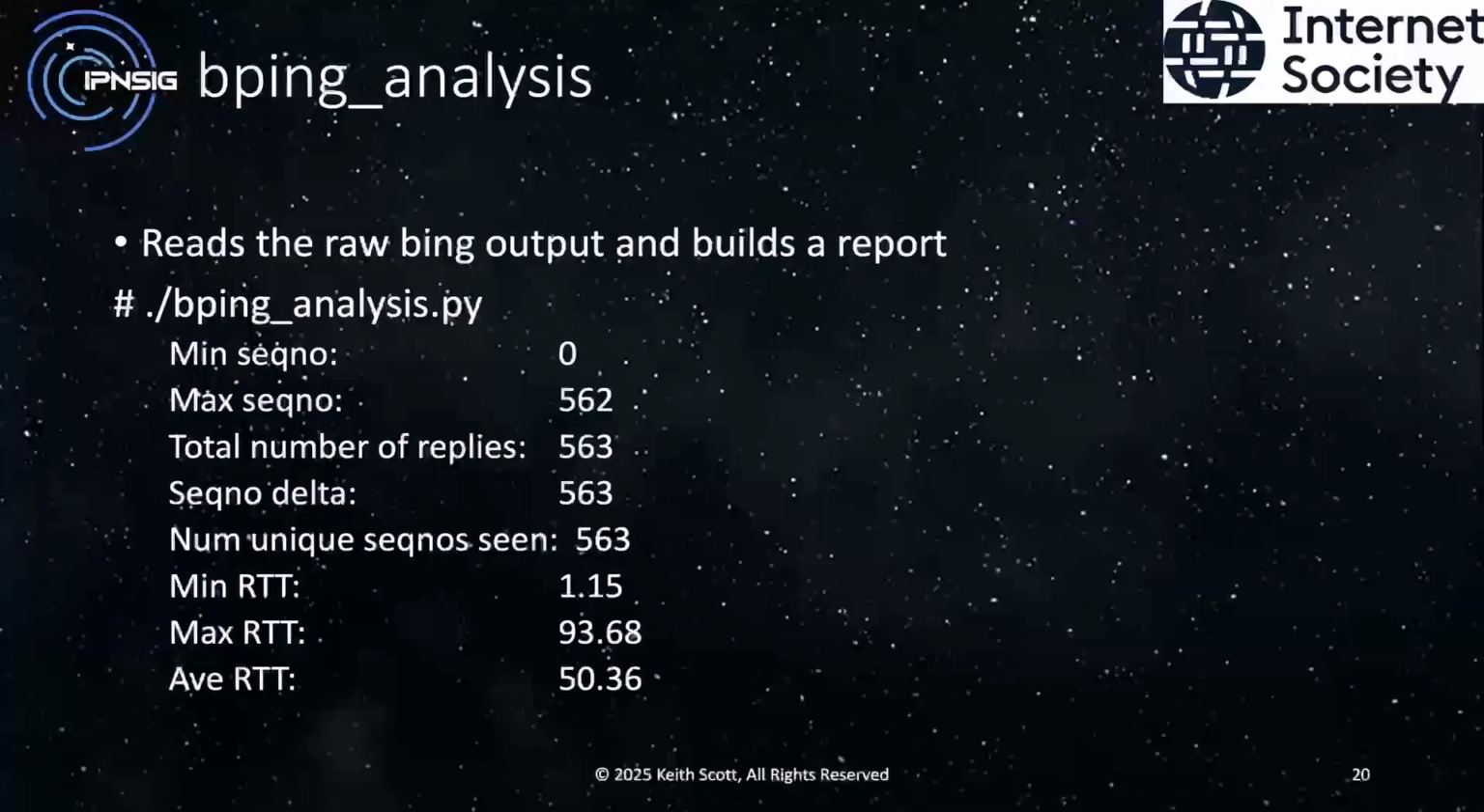But there's a little analysis program that I wrote that will parse the bping.out file and tell you some stuff about it. And this is what it spits out. So you can see here, we had a minimum sequence number of 0, the maximum sequence number of 562. So we saw a total of 563 responses. They were all unique. And then it's got the round trip time statistics down at the bottom. So that's pretty cool, because it says that we were able to run bping across this network where for most of the time we never had end-to-end connectivity, and yet by the end we had gotten the answers to all of the bundles we sent.